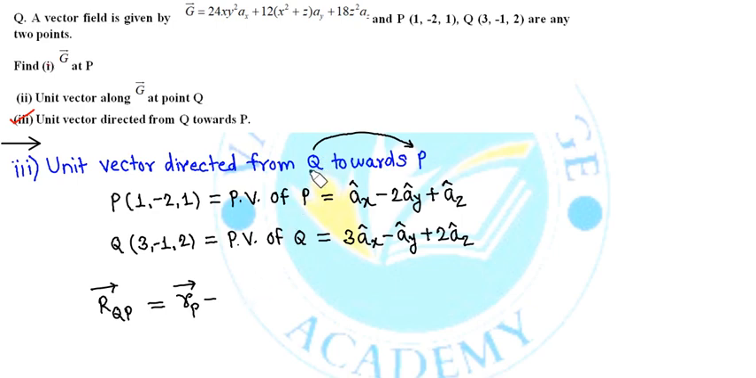Where has it started? It has started from point Q. So it will be vector RQ. This is how we are going to write the distance vectors between the given two position vectors.